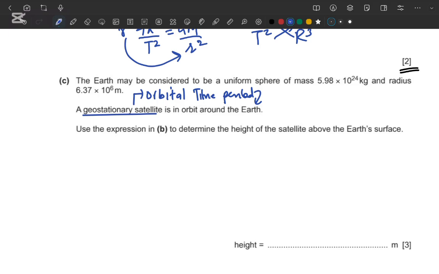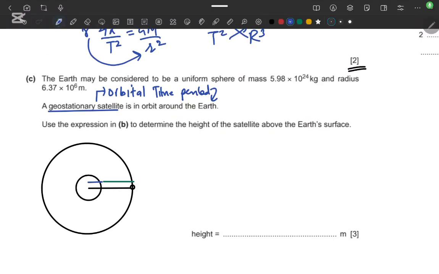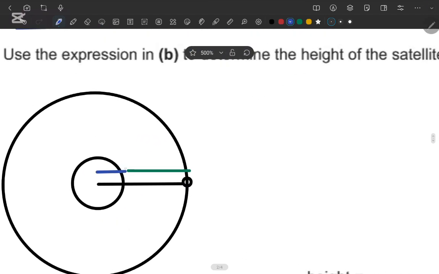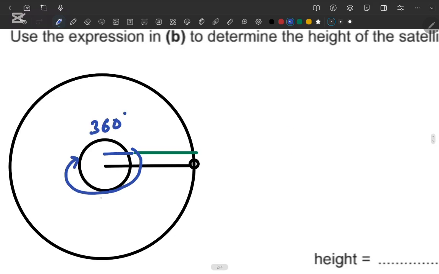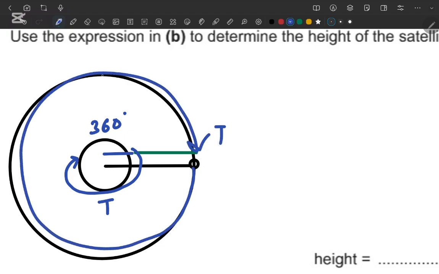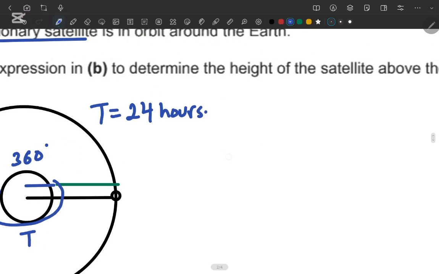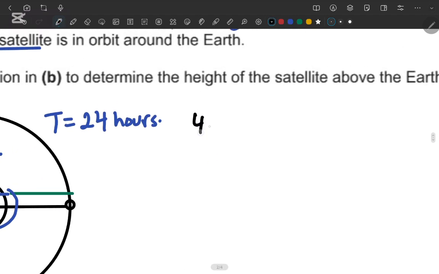So it says, use the expression in part B to determine the height of the satellite above the Earth's surface. Okay, so let me just quickly draw it. Now we're going to use the expression above. One thing we have to be careful about is when I say geostationary satellite, that means that the Earth's 360 degree rotation time period is equal to the time period that the satellite takes to move around, T, okay? And the time period of the Earth's 360 degree rotation is equal to 24 hours. Okay, so I'm going to use that value. Now, we know the formula is 4 pi squared r cubed equals GMT squared.